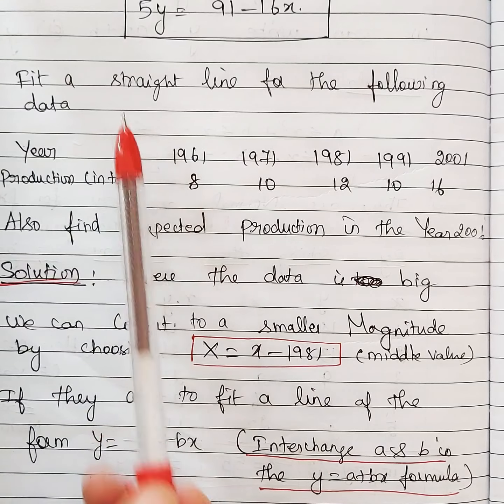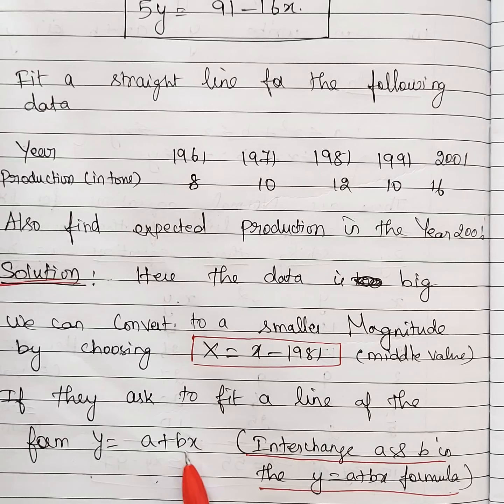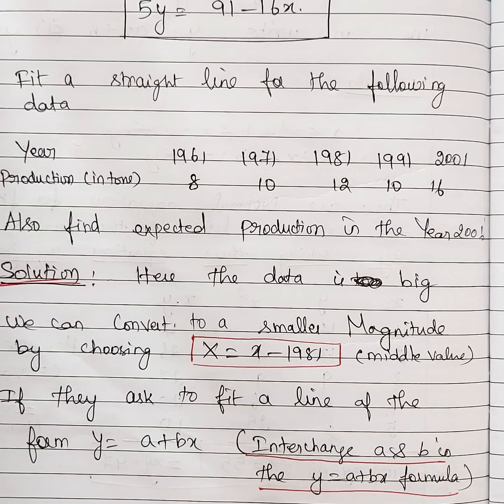Okay, so now I have to fit a straight line of the form, any form. They didn't mention anything. So let us fix y is equal to a plus bx. Already we have done for ax plus b, right? So a plus bx means what you have to do? Same formula, wherever a is there, you replace it by b.